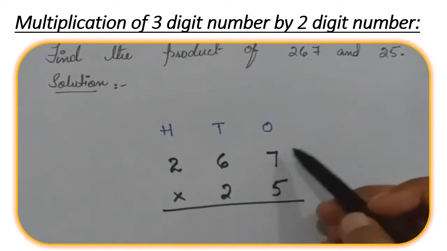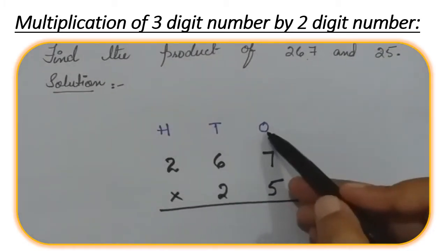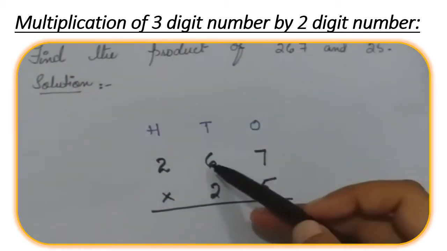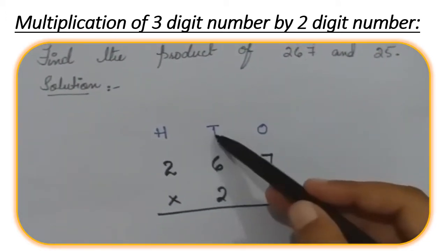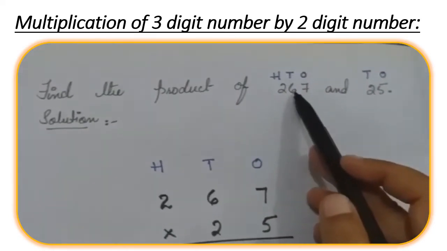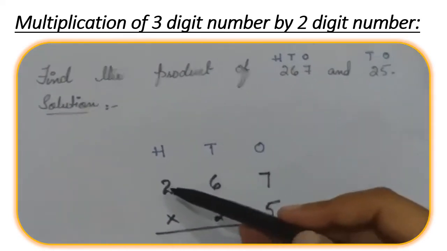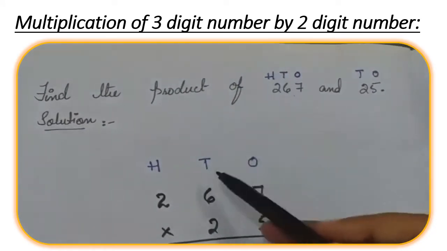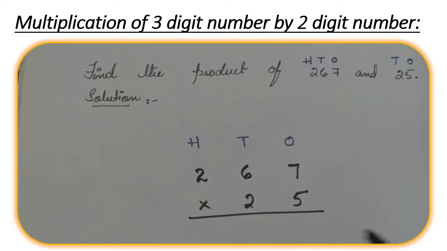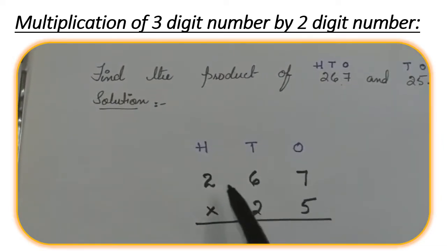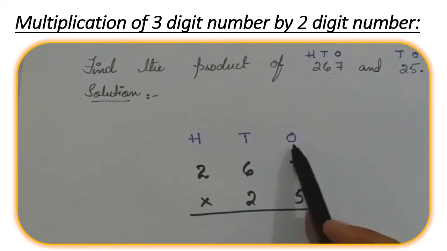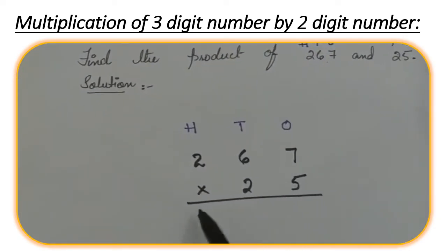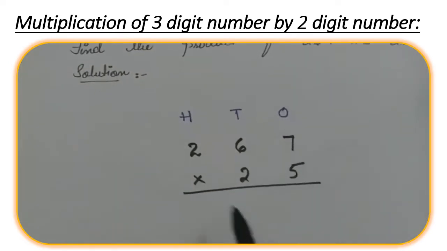You can see I have placed 7 and 5 in the ones column because in the question we have 7 and 5 in the ones place. Similarly, I have placed 6 and 2 in the tens column, as in our question we have 6 and 2 in the tens place, and 2 in the hundreds column because we have 2 in the hundreds place. So you have to place each digit of the multiplicand and multiplier in their respective columns correctly. Now start multiplication.